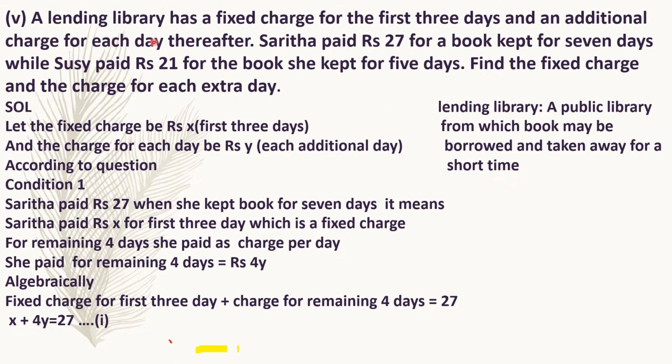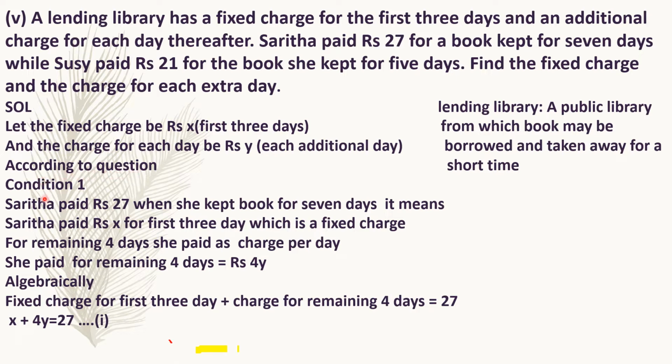So here that library has given the book to Sarita and Susy. Now Sarita kept that book for 7 days and she paid 27 rupees for keeping the book for 7 days. Now in 27 rupees there are two types of charges. There is a fixed charge and there is an additional charge for each day. So here we consider that the fixed charge will be rupees x for first 3 days and the additional charge be rupees y for each additional day after 3 days.